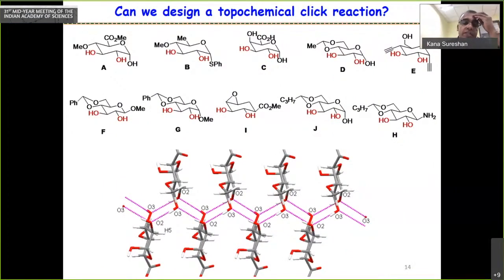So can we design such reactions? We have relied on the Cambridge Crystallographic Data Centre. All these crystal structures are reported. All of them have this peculiar dihydroxy motif in them, shown as red OH groups. And because of that, all of them form this kind of a specific zigzag hydrogen bonded pattern. Next slide, please.